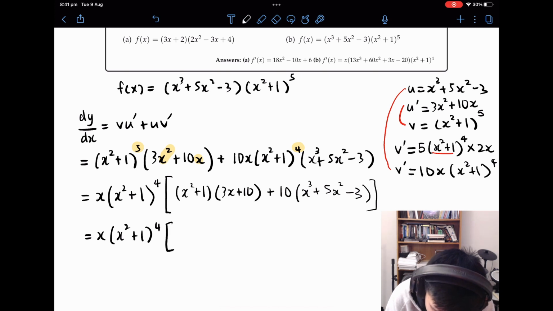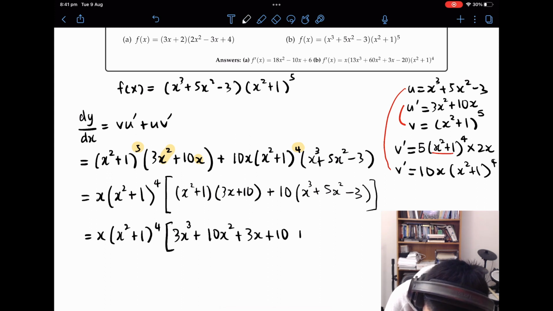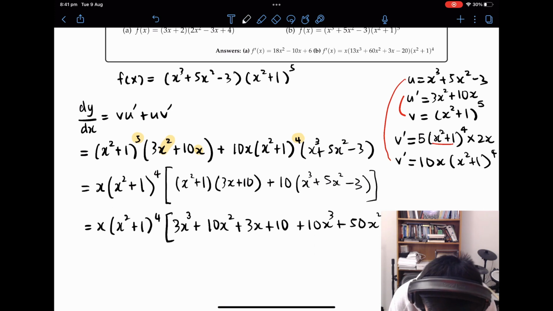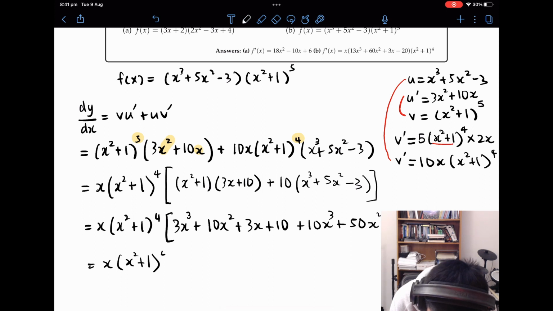Let's expand this bracket here. So we've got 3x cubed plus 10x squared plus 3x plus 10. And let's also expand this bracket. We've got 10x cubed plus 50x squared minus 30. And now all we need to do is collect our like terms. So let's look for all our x cubed terms. We've got this one here and this one here. And so that gives us 13x cubed.